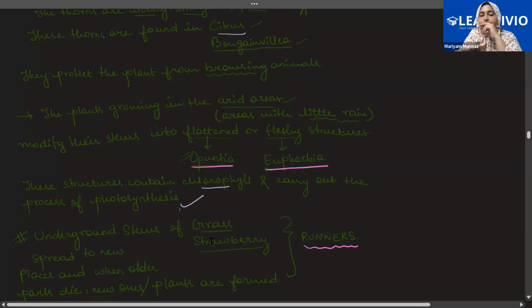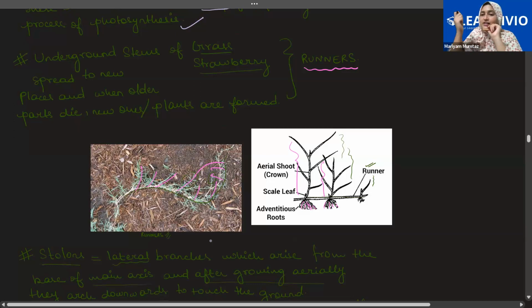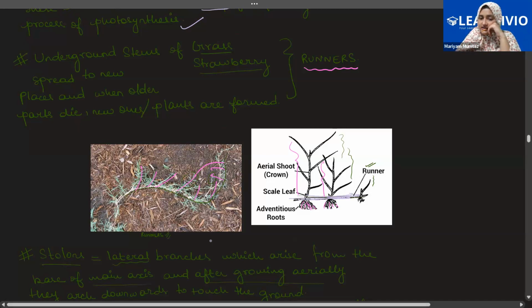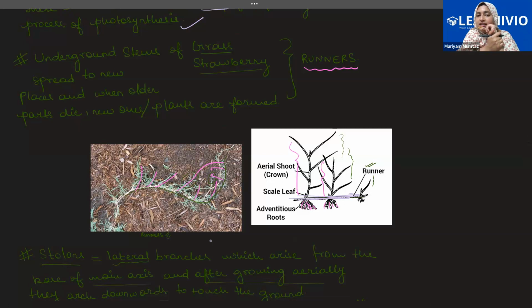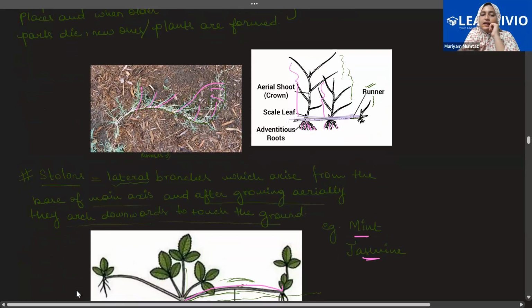All right, now the underground stems of grass and strawberry plants spread to new places, and when the older parts die, new plants are formed. If you have pulled a grass from the ground, you might have seen that it is so long and connected to another part, the part that is seen above the ground, right? That is the example of a runner. This connection helps the continuity of the stem present in grass and strawberry. Clear? Runner is clear?